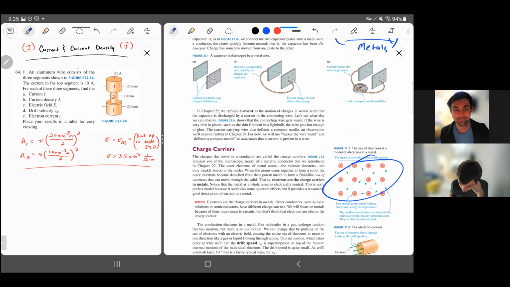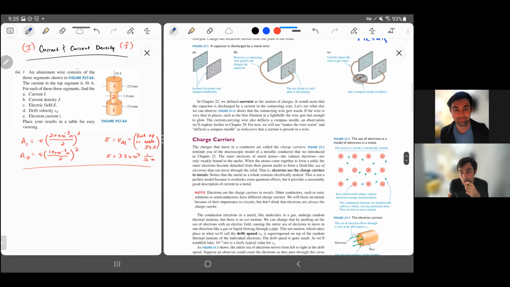So as depicted here, there's sort of like a lattice of positively charged ions. And the electrons are whizzing around here, and they're moving really fast. So hundreds of meters per second. So they're traveling close to the speed of sound or something, very, very fast. But they're just kind of zigzagging around in random directions, unless you apply a potential difference.